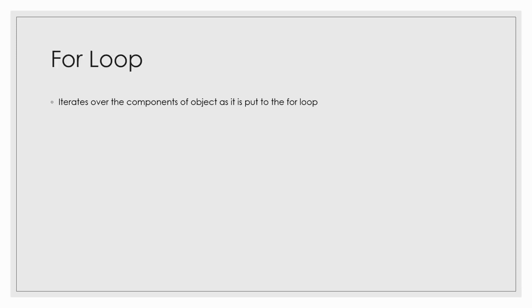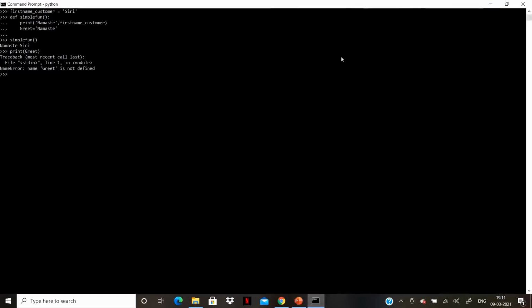There are mainly 2 kinds of loops in Python, the for loop and the while loop, which allow us to modify the direction and flow of a program. The for loop iterates over the components of an object separately as it is put to the for loop. An example of this can be: for letter in hello, print letter. So it will print out each letter in the object, which is the string hello, starting from h one by one, and it will give us hello.